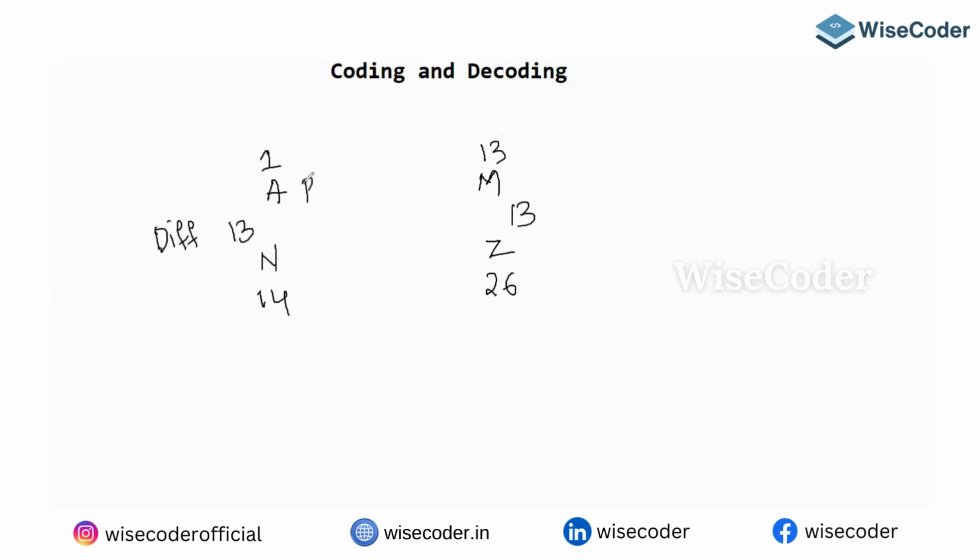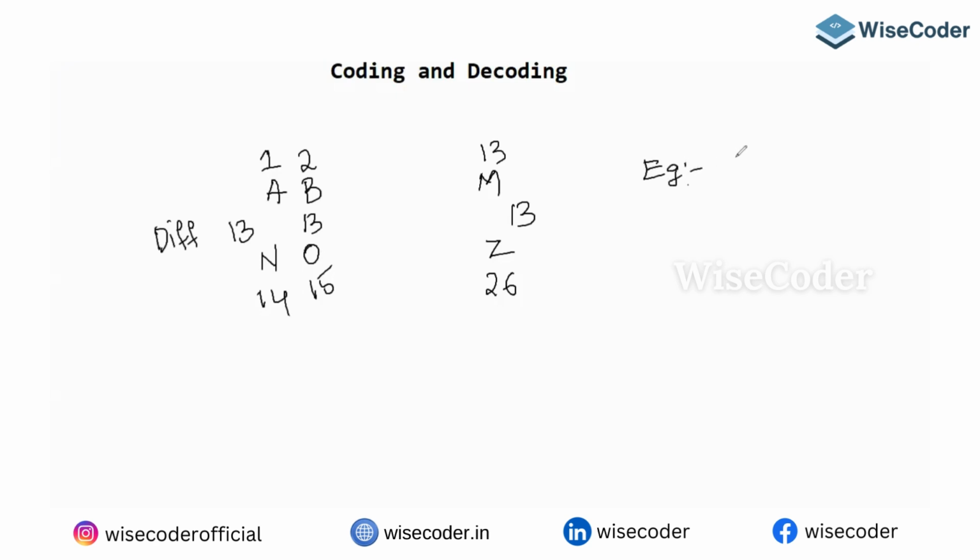B, and after N, what is the letter? O. O place position is 15, B place position is 2. What is the difference again? 13. So which two letters have a difference of 13? Those letters are called corresponding letters. I am repeating, two letters whose difference is 13 are called corresponding letters.